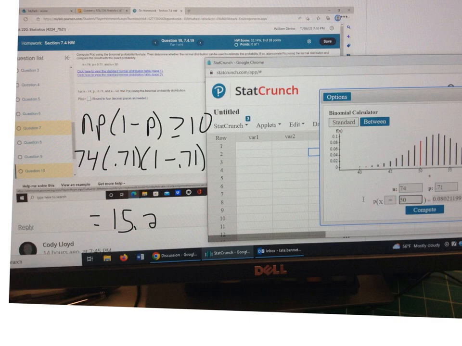And so I didn't quite have room here, but I'd just go in and I'd use the normal calculator, click on Stats, Calculator, and go to Normal Calculator, and use it to get the approximation.